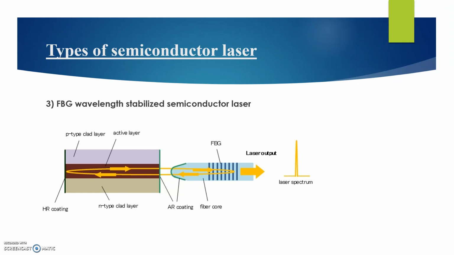The other end face of the active layer and the incident end of fiber have anti-reflection coating to prevent reflected light. In addition, the incidence end of the fiber is processed to a lens configuration to collect the light. Since the FBG formed in the fiber core only reflects a specific wavelength, a single wavelength oscillation occurs.